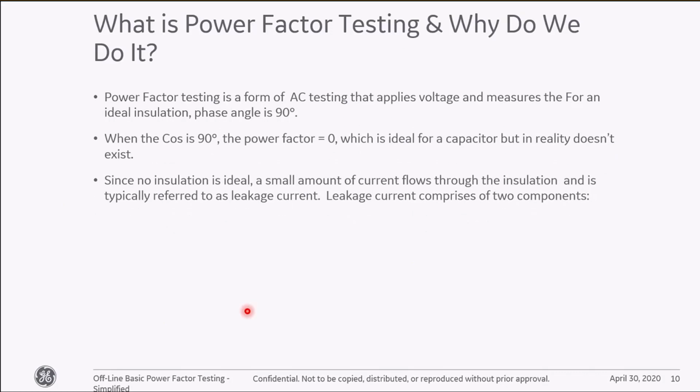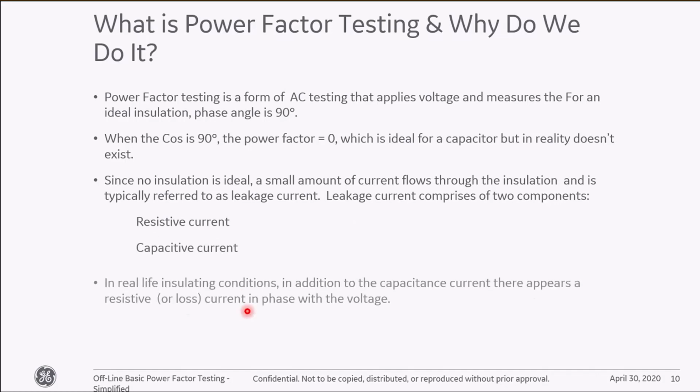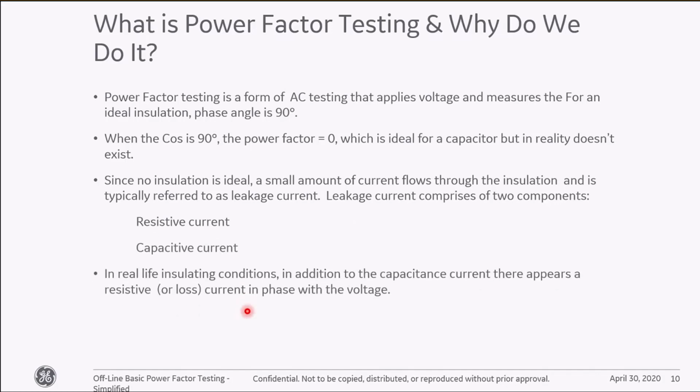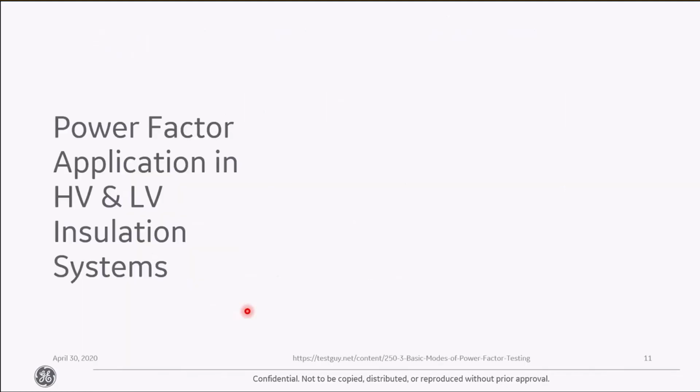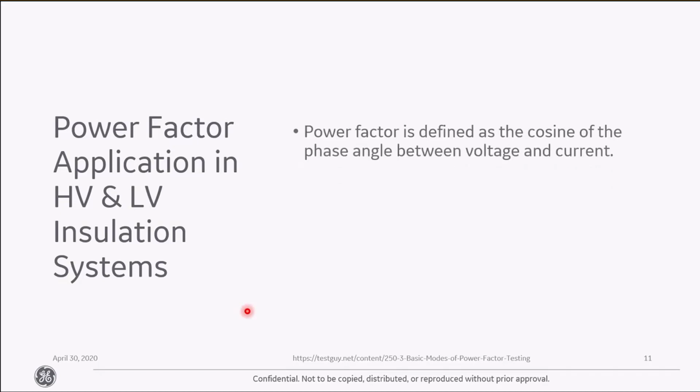No insulation is ideal, so you're going to have some amount of current flowing in the insulation, but the key is that it is very, very minimal. The leakage current actually is a resistive current and a capacitive current. In real life insulating conditions, in addition to the capacitance current, there will be a resistive or a loss current in phase with the voltage. Now, if that's more information than you wanted, well, that's okay.